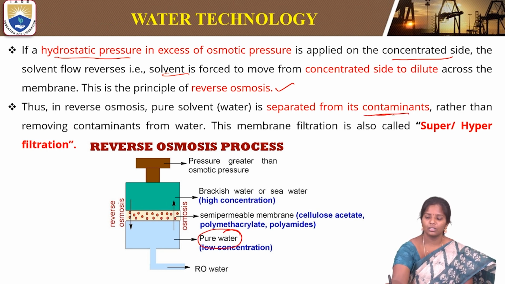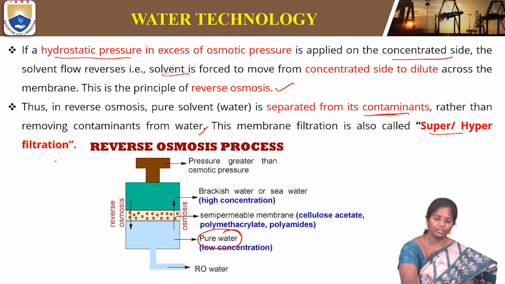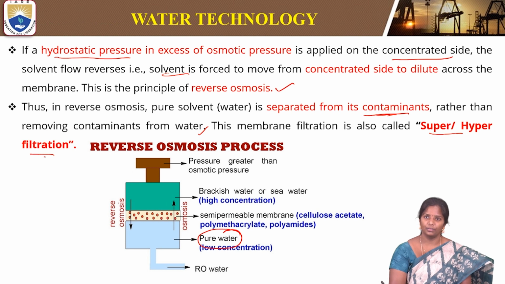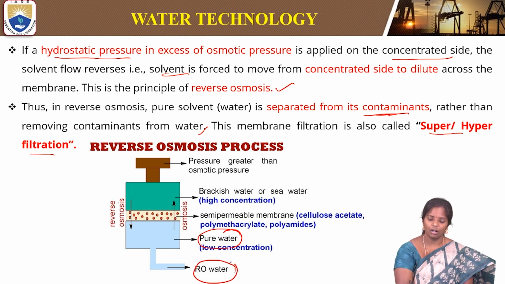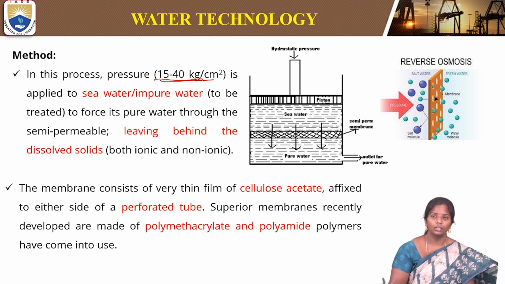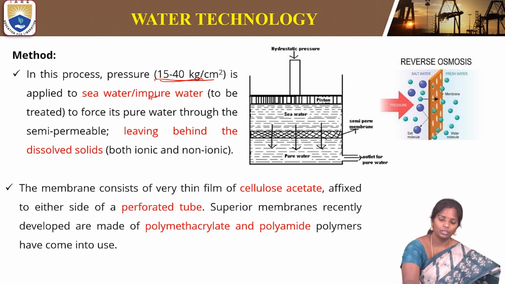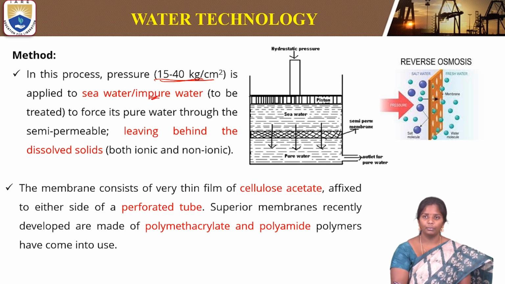Thus, reverse osmosis will give pure water separated from its contaminants, rather than removing contaminants from the water. This membrane filtration is known as super or hyperfiltration. The outlet water is also known as RO water, nothing but reverse osmosis water. The pressure we apply to the seawater or impure water is 15 to 40 kg per centimeter squared, and this helps in leaving behind the dissolved salts or the organic or non-ionic impurities.